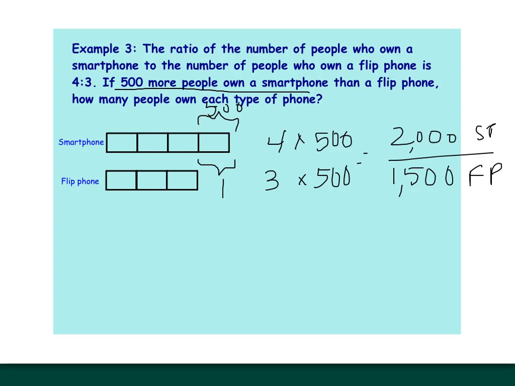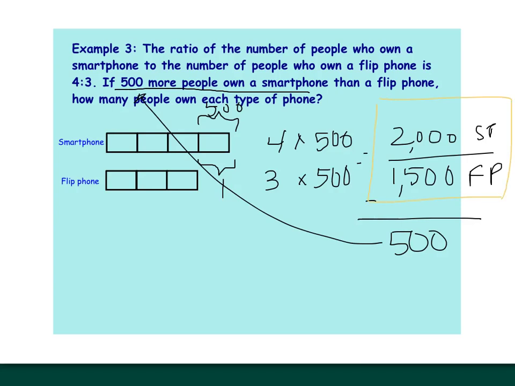this represents the description shown. Notice it says if 500 more people own a smartphone, so I can check my work. I know that 2,000 minus 1,500 does equal 500, which is what I wanted from the information up here. So to answer the question, it asked me how many people own each type of phone. Well, my answer would be that 2,000 people own a smartphone and that 1,500 people own a flip phone.